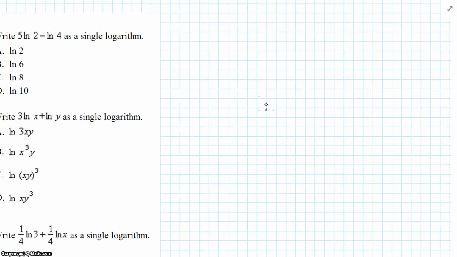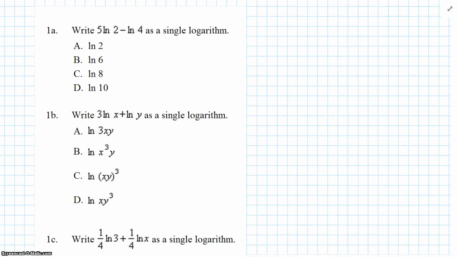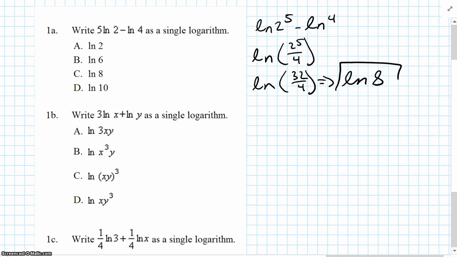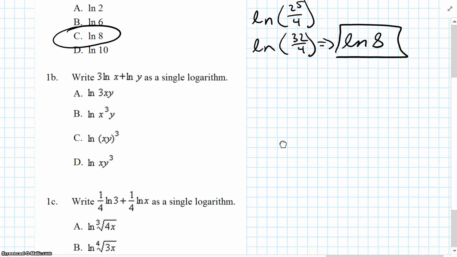Okay, so let's walk through these together. All right, first one, we could rewrite it with the power property, so we could say this is natural log of 2 to the 5th power minus the natural log of 4. Then we could write it as the natural log of 2 to the 5th power over 4. Well, 2 to the 5th power, 2, 4, 8, 16, 32. It's the natural log of 32 over 4, which can simplify to the natural log of 8. Answer C.